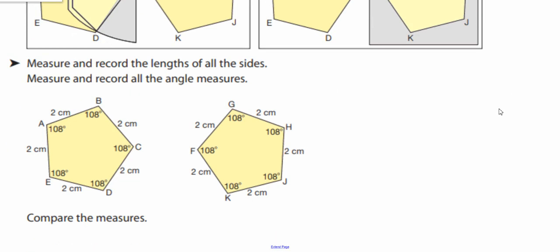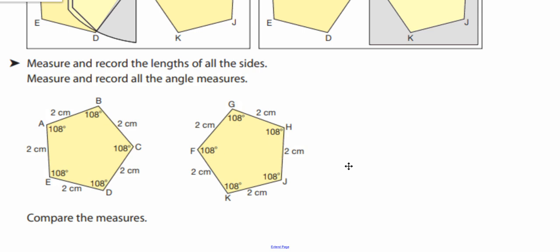The other way that we can do this is we can measure and record the lengths of all the sides and all the angle measurements. Here I've gone through, and I know these are not necessarily accurate, but each one of these angles is going to be 108 degrees, and each one of my sides is 2 centimeters. Thinking back to what we learned last lesson, this would be a regular pentagon. And this one here has the same, 108 degrees in each angle and 2 centimeters on each side.